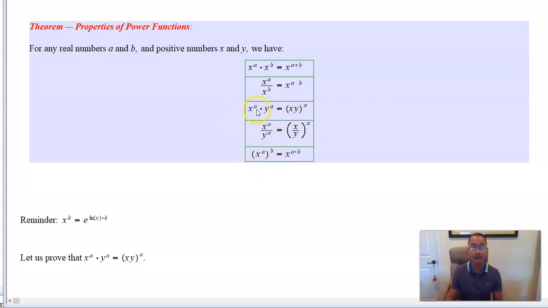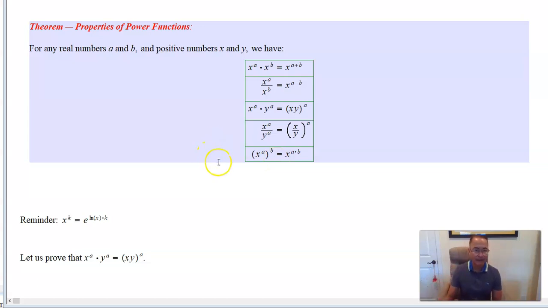Now we have two bases with the same exponent. X to the a times y to the a is the same as x times y to the a. X to the a over y to the a is x divided by y, all raised to the power a. And finally, x to the a raised to the power b is x to the a times b. So this is kind of similar to what we saw for exponential functions, where we had a to the x to the y is the same as a to the x times y.